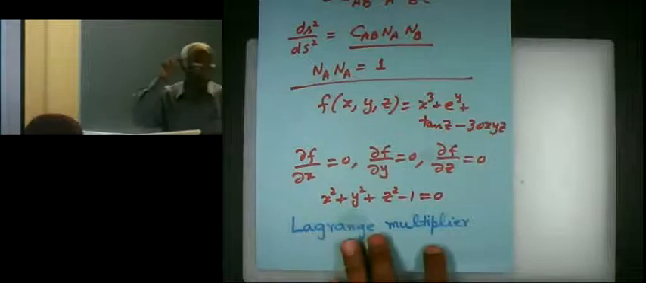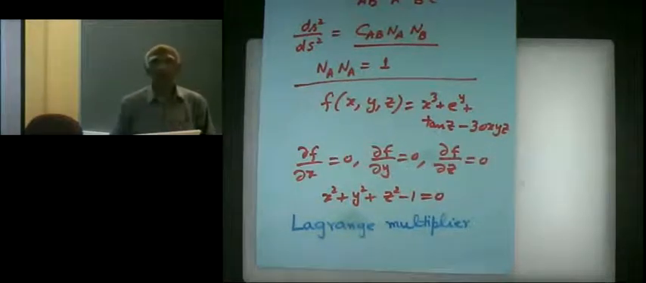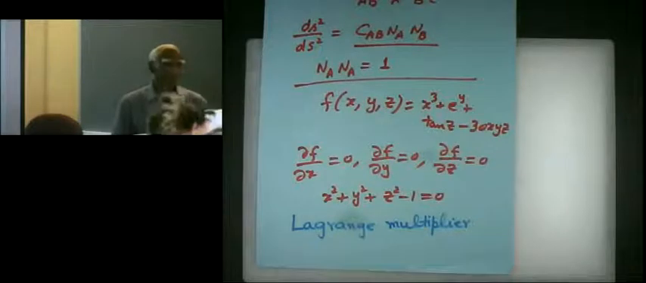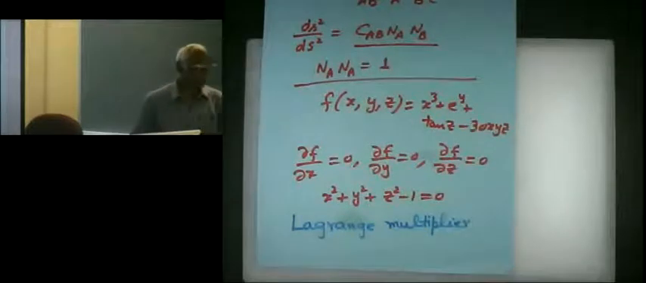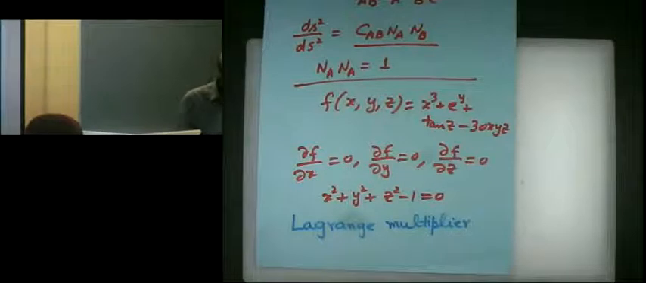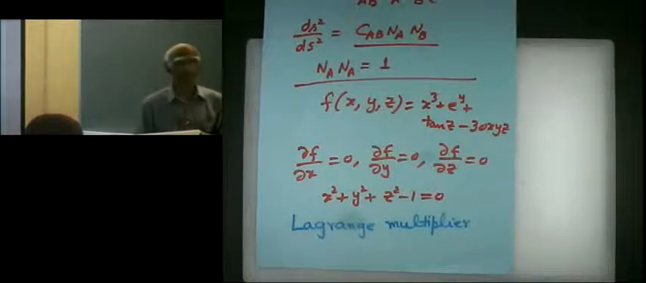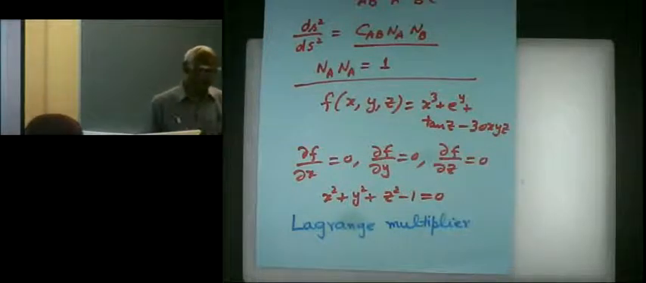Okay, now the question is, if we want to maximize or minimize a function like f of x, y, z equal to x cubed plus e to the y, like exponential of y, plus tangent of z minus 30xyz, we want to find the point where this function has a maximum or minimum value. But we don't want to look for any point. We want to look for only those points which lie on the sphere.